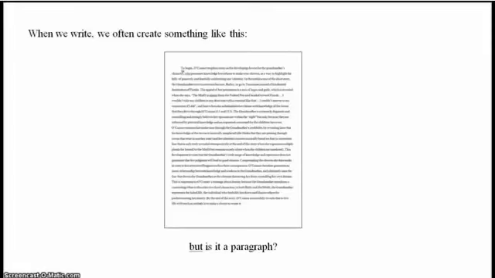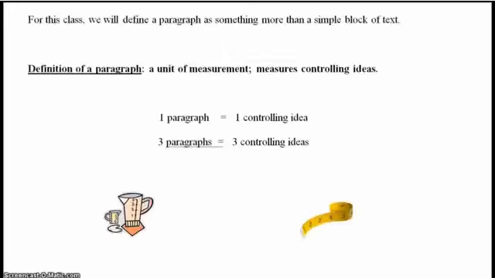So let's start here. I think for most of us, we take for granted that paragraphs are just blocks of text. I want to push that a little farther, though. I like to think of a paragraph as a unit of measurement, much like a measuring cup or a tape measure. So if a tape measure measures length, a paragraph is going to measure an idea. If I find an essay with 3 paragraphs, I'm going to assume that this paper has 3 ideas. Okay? If I find just a single paragraph, then I should expect to find a single controlling idea. All right? So this is a good place to start.